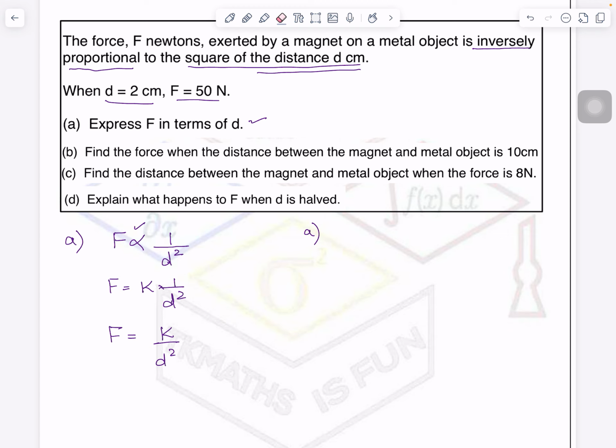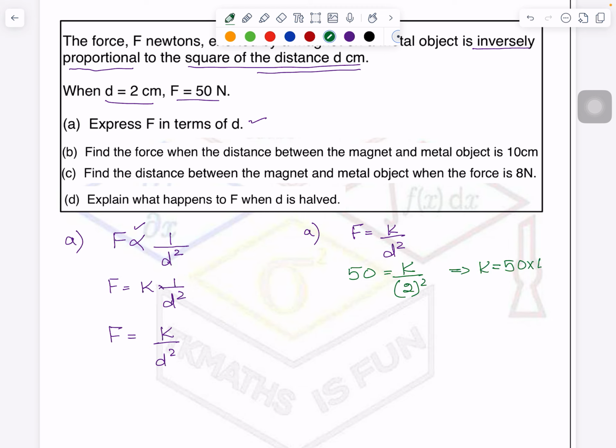So in this equation, F is equal to k divided by d squared, in place of F, I will write down 50, and in place of d, I will write down 2. So this will help me to calculate the value of k. So it will be 50 times 4, 2 squared is 4, which is 200. So you got this equation, which is part A, F is equal to 200 divided by d squared.